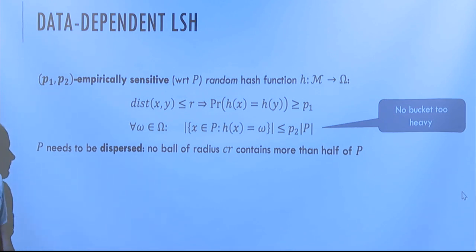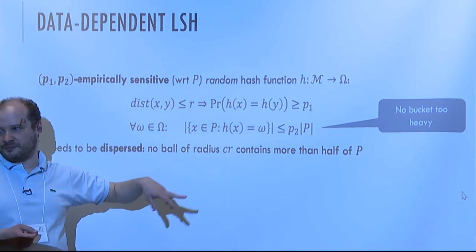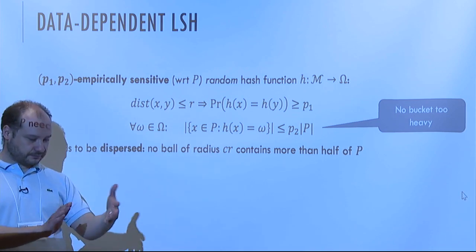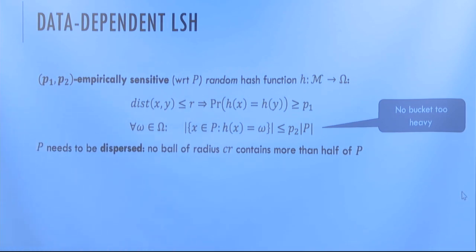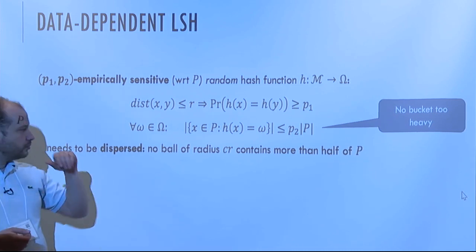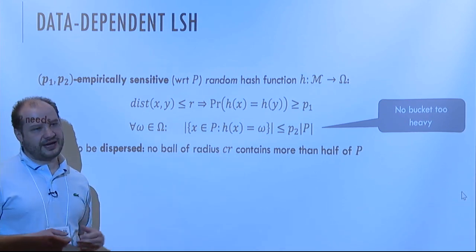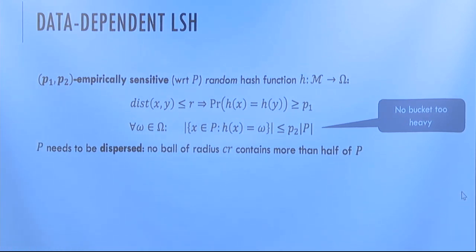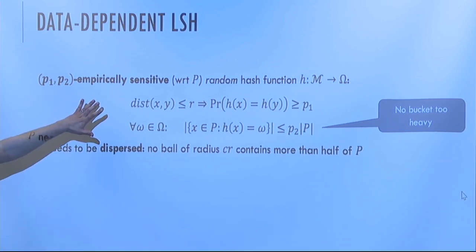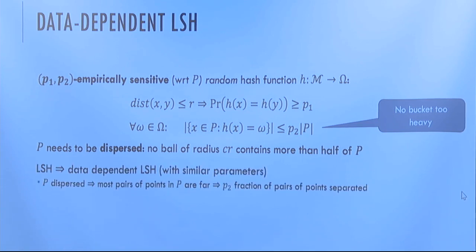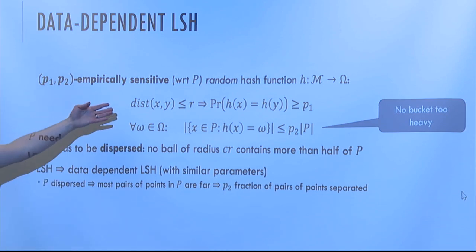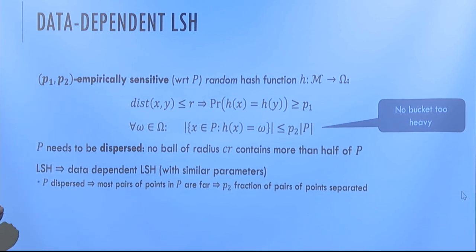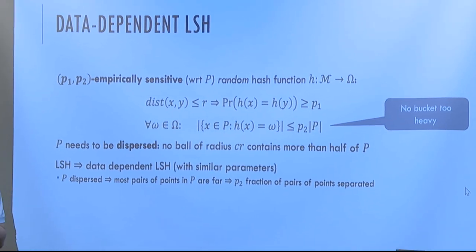So CR here is not an accident, right? C is my approximation ratio, so this is the distance between far points. I want to make sure that basically most pairs of points are far. One way to say that is that no ball of radius CR should contain more than half of the points at P. Now, if I put this restriction on P for dispersed points at P, this definition hopefully can make sense. And I'm claiming regular LSH, like Indyk-Motwani LSH, implies this data-dependent LSH with similar parameters, in the way you would expect.